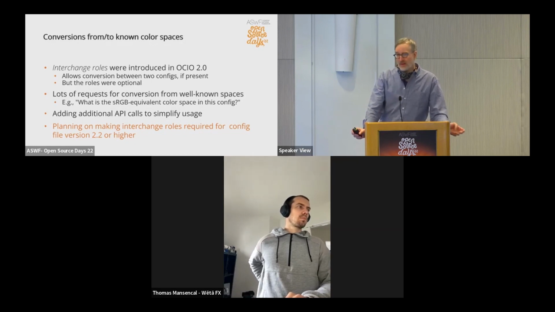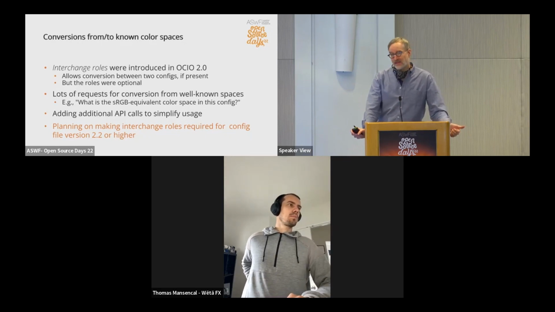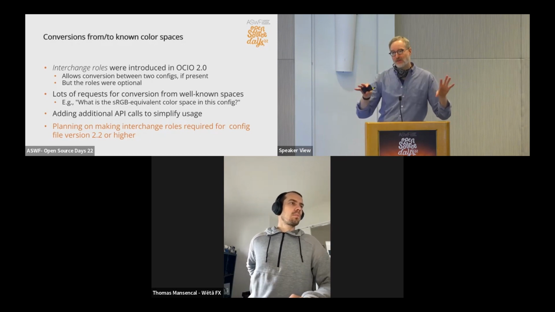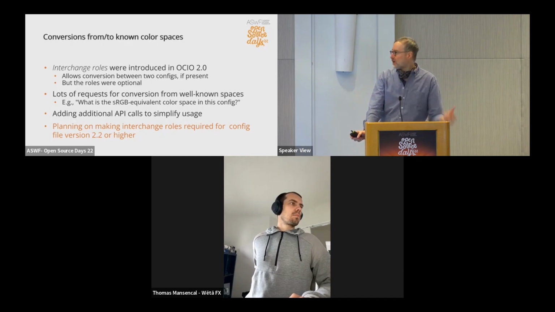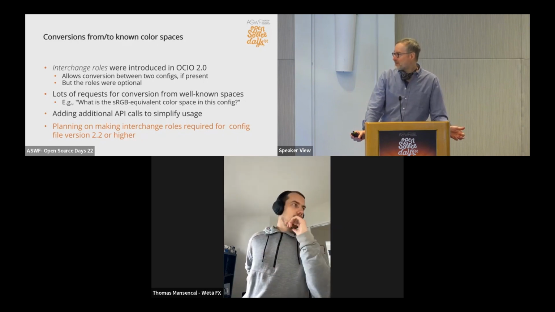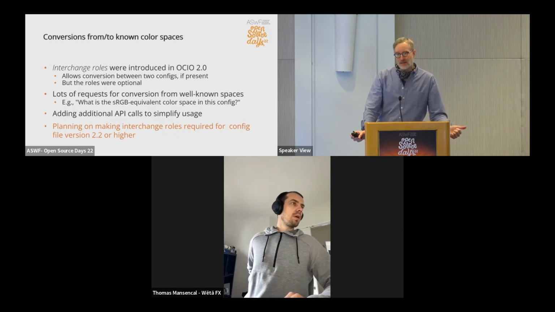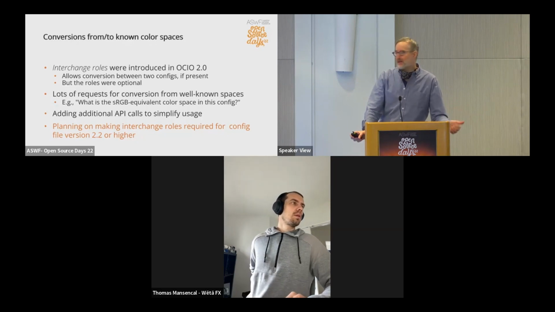In OCIO v2, we introduced a feature called interchange roles. The idea is that if both config authors include these roles that define a certain known color space, OCIO can do a conversion from one color space to another. But those were optional, and we've gotten a lot of feedback since OCIO v2 came out that we should make them required, because if you make them required, then it allows the library itself to do very helpful conversions.